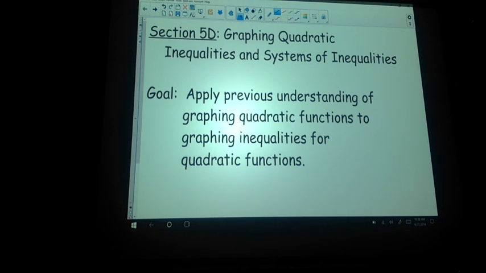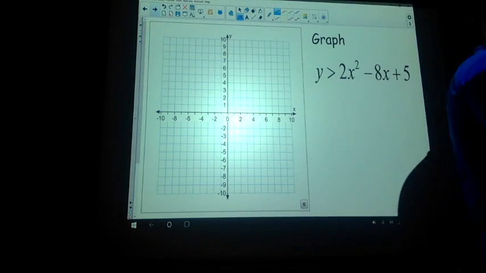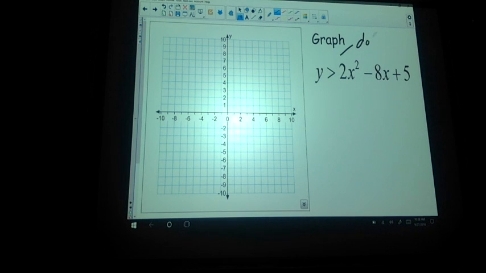Alright, ready? Everyone have notes? Write this down. We are applying previous understanding of graphing quadratics. These aren't as long of notes. So it has an inequality sign. What are some things we know about an inequality? We have a dotted or a solid line. What kind of line is this going to be? Solid or dotted? Dotted. Everyone good with that? And then we have to remember to shade, but let's graph first. Pick a test point where it's true. That's where we shade. Where it's false, we don't shade that region.